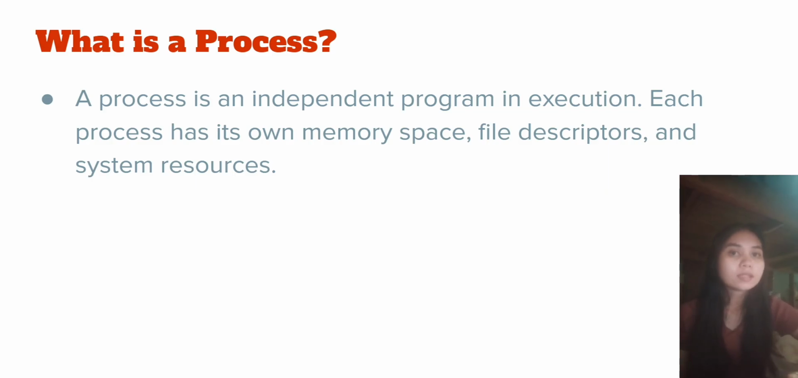So, what exactly is a process? A process is simply a program in execution. When we say program, it is a set of instructions that is stored on a disk, like a text editor, a web browser, or even a simple calculator. But a program that is on a disk is not alive. It only becomes a process when the operating system loads it into memory and starts running.